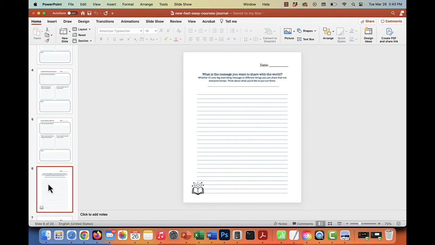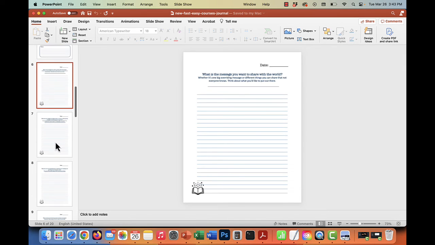And then we have a lot of very free writing pages where we gave them deeper thinking writing prompts. So what is the message you want to share with the world? Whether it's one big overriding message or different things you can share that not everyone knows. Think about what you'd like to put out there. Another one is, what are your biggest struggles when it comes to sharing that message and growing your business? Also think about ways you can overcome these struggles. Is it mindset? Is it a connection you need to make? Or is it something you need to fix?